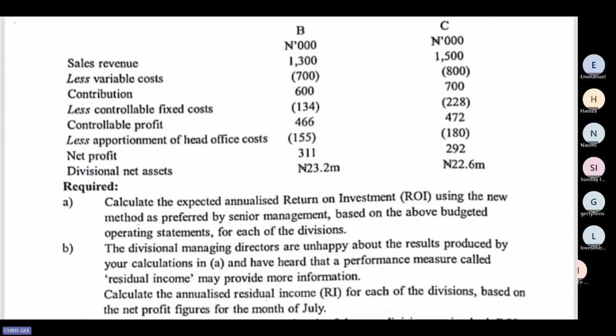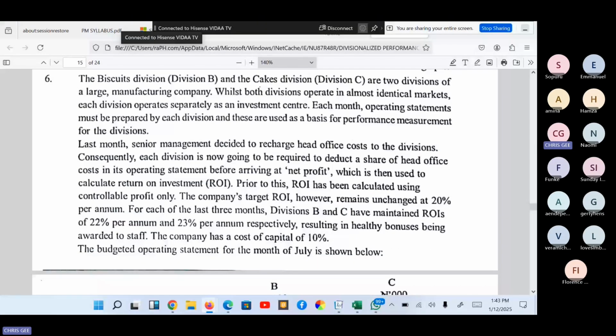You can only have two centers now. Is that how you're having a profit center or you're having an investment center? I told us yesterday that it's difficult to have a center that solely costs or revenue. Why? Because of the company. I explained that. Each month, an operating statement must be prepared by each division, and these are used as a basis for performance measurement for the division.